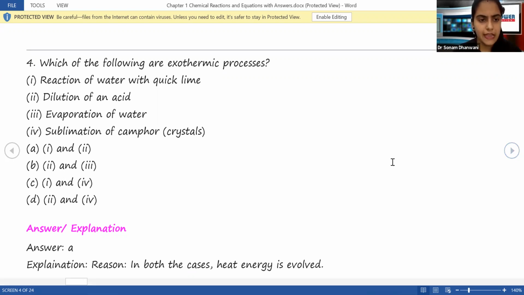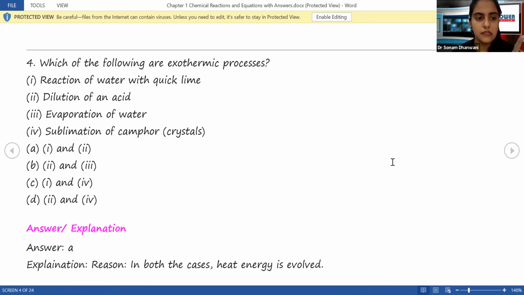Reaction of water with quicklime, dilution of an acid, next is evaporation of water, and next is sublimation of camphor. Now evaporation of water, you have taken water, when you give it heat then it evaporates. Correct. That means heat is involved in the reaction, heat is taken in, that means it is endothermic. Same is with sublimation. Sublimation also goes out in the gas form, but it is because of heat. Heat is taken in. Correct. So the correct answer is the first and the second one, which are exothermic processes.